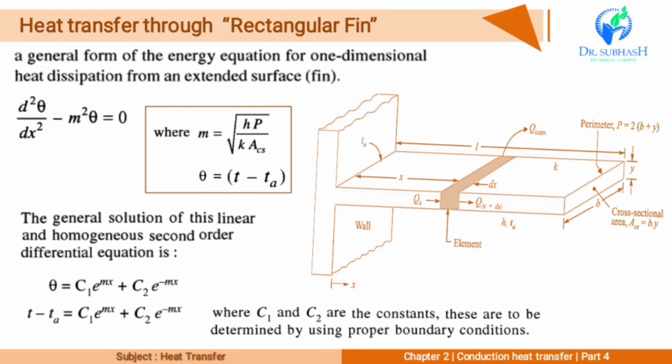The general solution of this linear and homogeneous second order differential equation is theta is equal to c1 e raised to mx plus c2 e raised to minus mx. As we know, theta is equal to T minus Ta, so we can write T minus Ta is equal to c1 e raised to mx plus c2 e raised to minus mx, where c1 and c2 are constants, whose values are to be determined from the boundary conditions at the base and the tip of the fin.